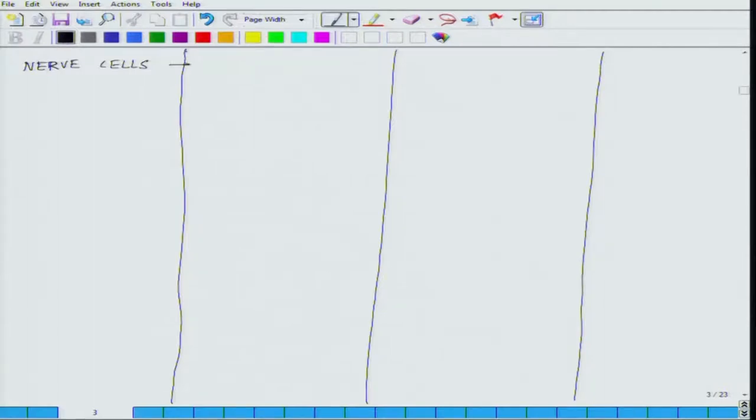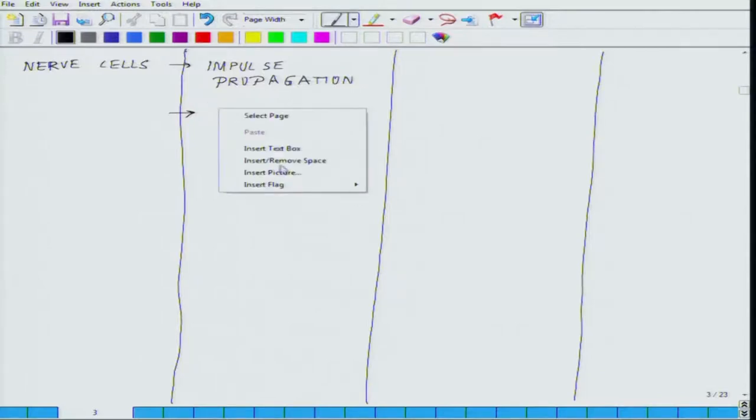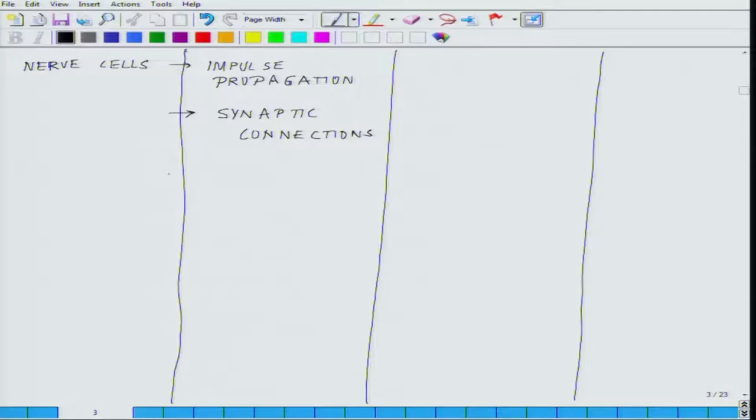Within the nerve cells, we will talk about the impulse propagation, this is exceptionally important. Then we will talk about the synaptic connections, and in that whole process with the nerve system, we will talk about memory and learning, because these are some of the most important bioelectrical phenomena.